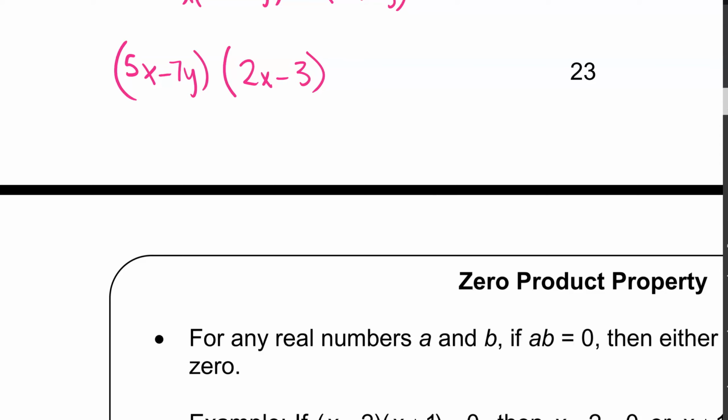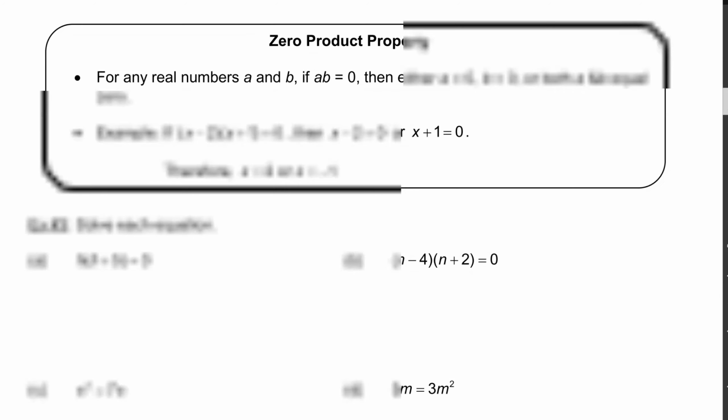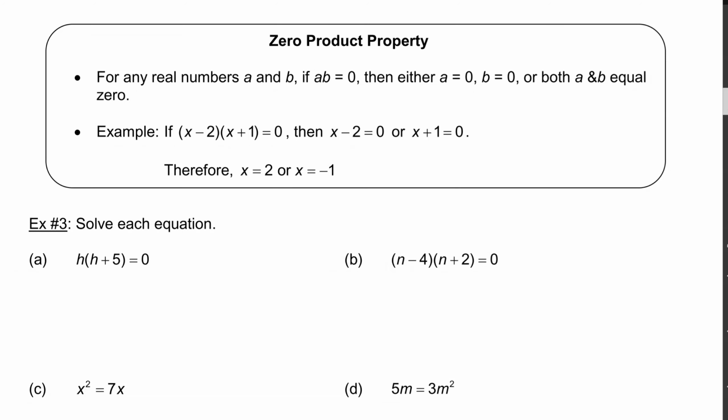Okay, I think you'll like this next one because it's a little easier. Okay, zero product property. For any real numbers a and b, if you multiply two numbers together and it's equal to 0, then either a is 0 or b is 0.